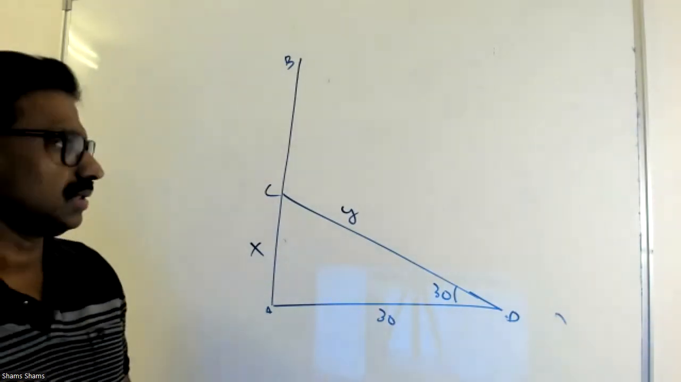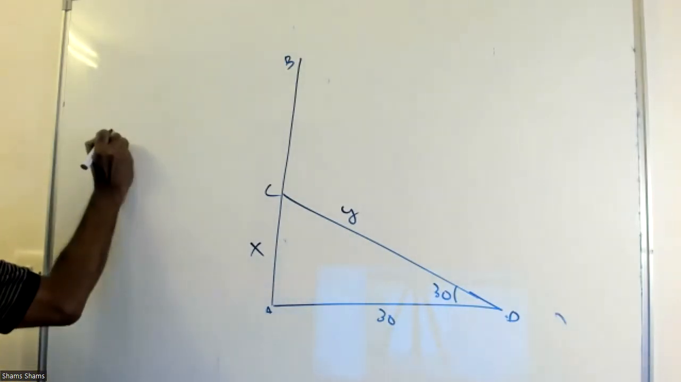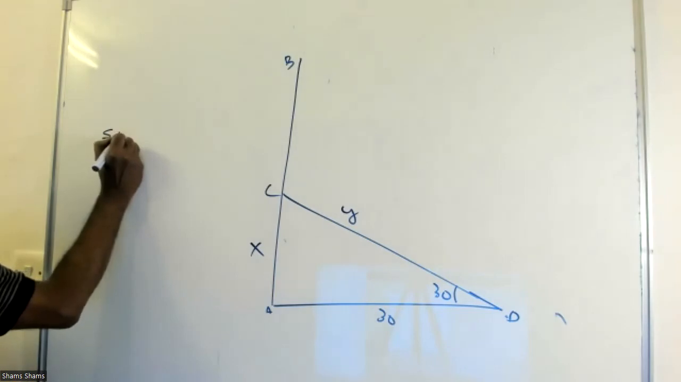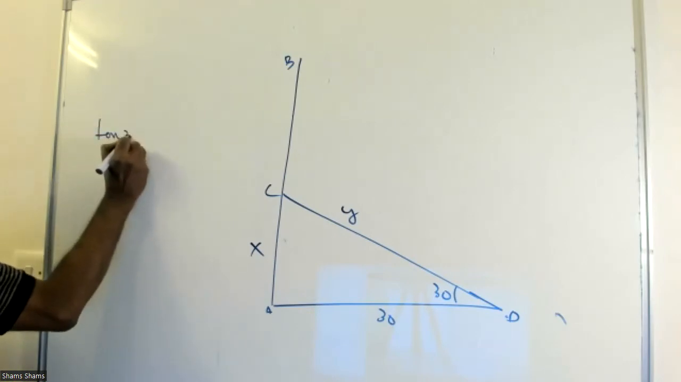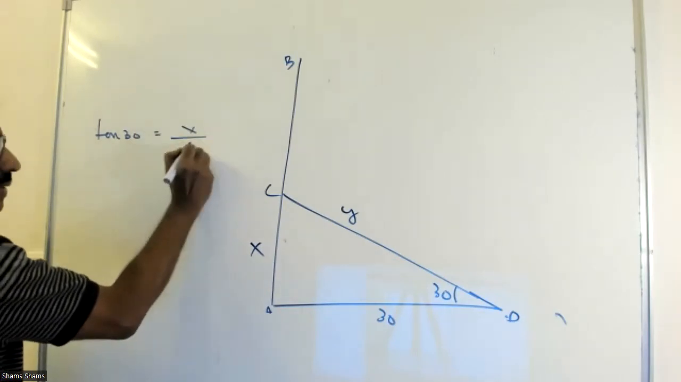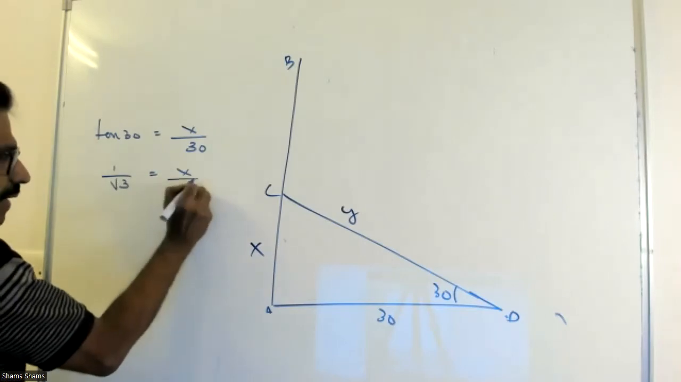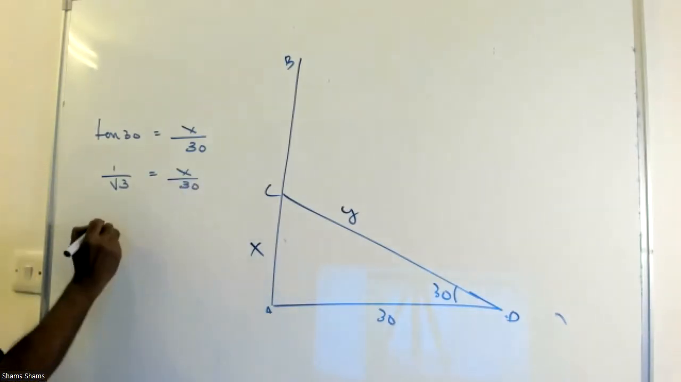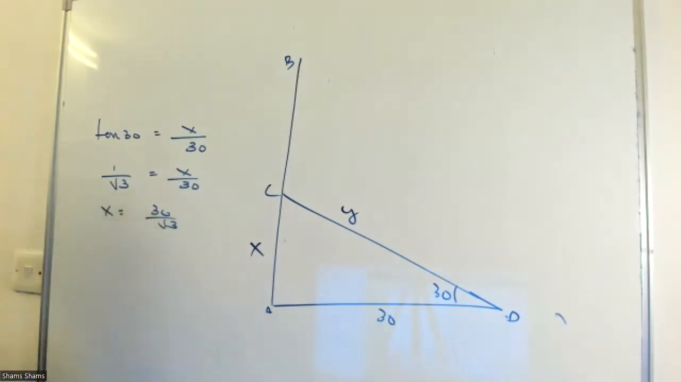Okay, almost. Look at here. You have to explain. I'm not going to write that one. First of all, sine 30. Oh, sine 30 cannot apply. Okay. Tan 30. I'm connecting these two. Tan 30 = x by 30. 1 by root 3 equal to x by 30. x equal to 30 by root 3. Correct?